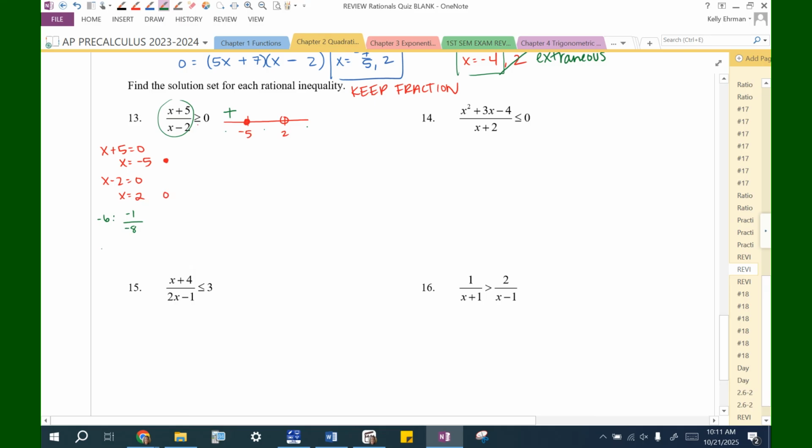Between -5 and 2 is 0. So I get 5 over -2. If I plug 0 in here, that's negative. And if I plug in 3, I get 8 over 1. That's positive. Which intervals do I want? The ones that are positive, because we want to know when is this fraction greater than or equal to 0, so positive. In interval notation, my answer is -infinity to -5 with a square bracket, parentheses on 2 to infinity.